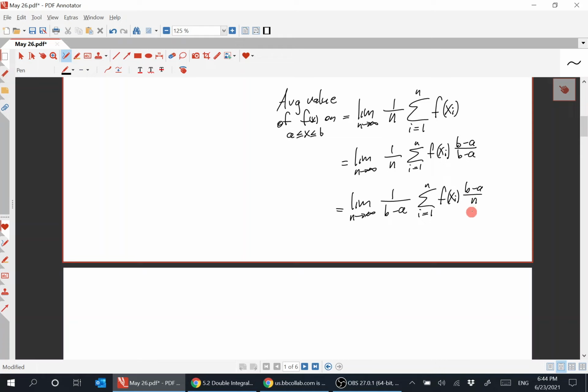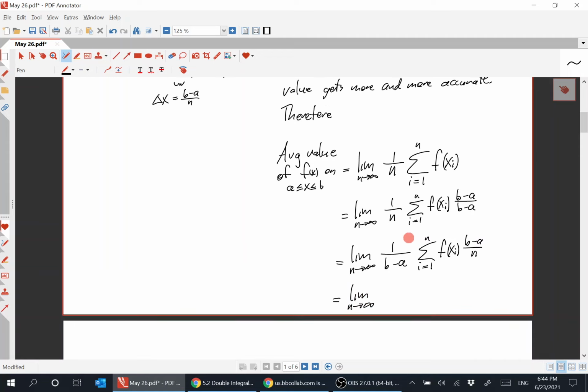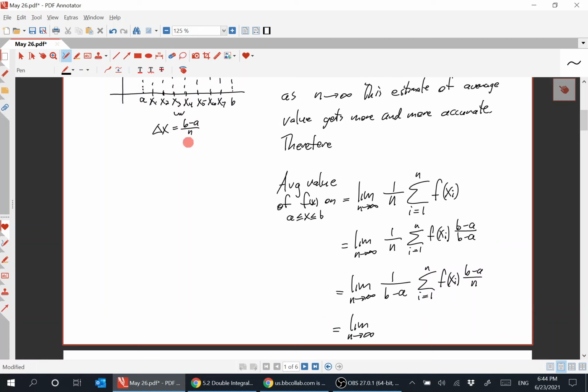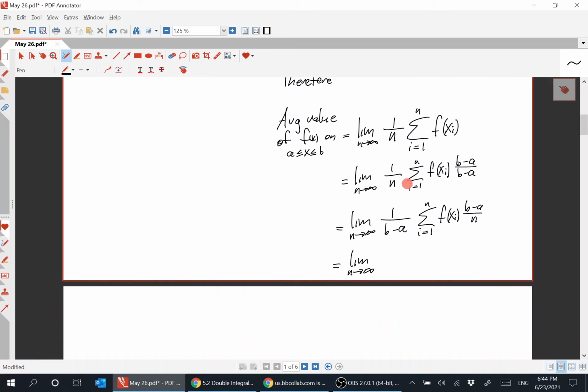But what's this right here, b minus a over n? What is that quantity? It's delta x. So it's the limit as n goes to infinity, 1 over b minus a, the sum i equals 1 to n, f of x_i delta x.